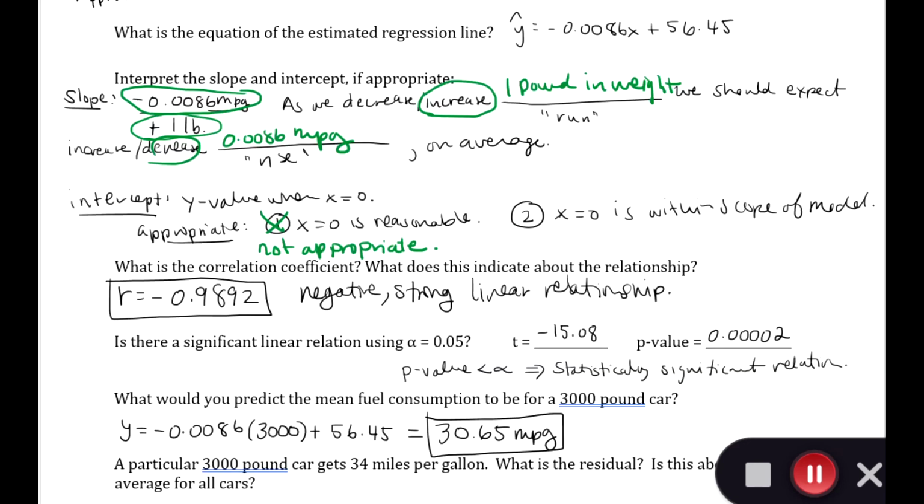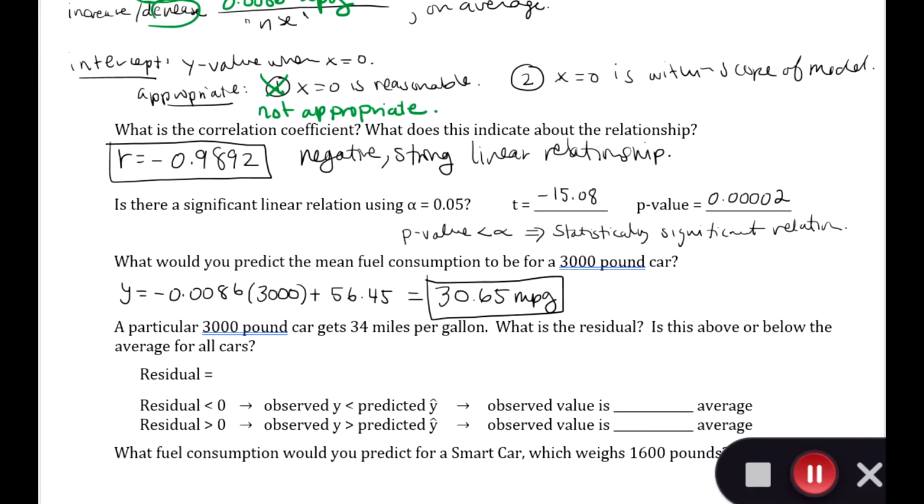All right. So a particular 3,000 pound car gets 34 miles per gallon. What is the residual? So the residual is going to be your actual value minus your predicted value. The actual value here was 34. Predicted was 30.65. I'm using my approximated value here. And this becomes a 3.35. So that's how off our prediction was in miles per gallon from our actual miles per gallon.